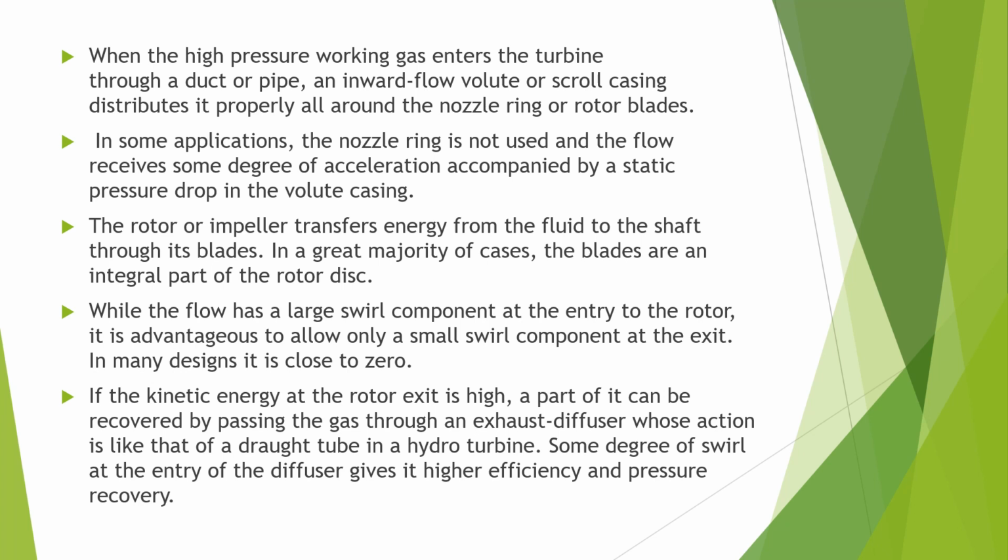If the kinetic energy at the rotor exit is high, a part of it can be recovered by passing the gas through an exhaust diffuser whose action is like that of a draught tube in a hydro turbine. Some degree of swirl at the entry of the diffuser gives it a higher efficiency and pressure recovery.